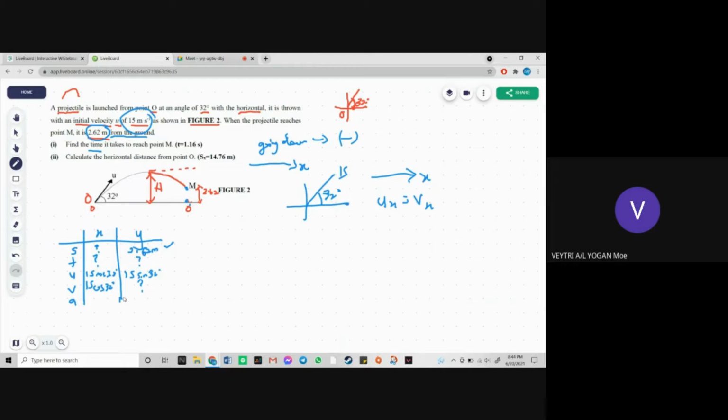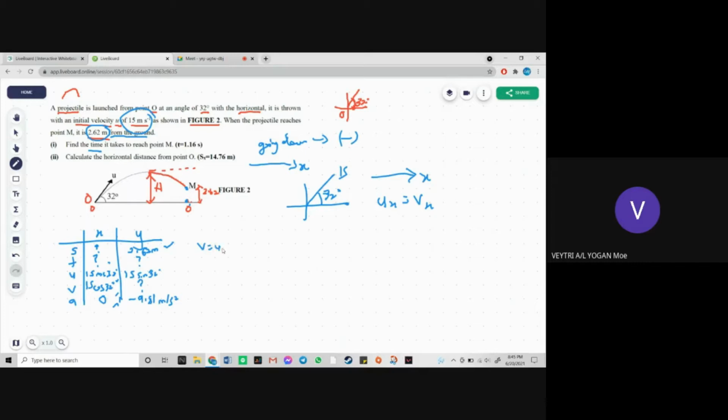Okay. Acceleration X component, I think it's quite common that you guys know is kosong. Untuk Y component, apa yang effect? Gravity. Gravity value dia apa? Negatif, jangan lupa, 9.81 meter per second square. Okay. Belah kiri ada 3 info. Tapi the problem is, we want to find time.